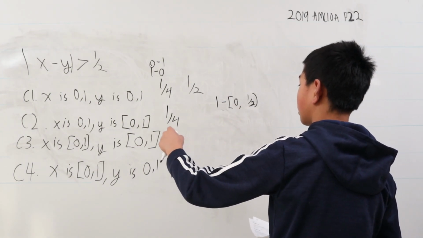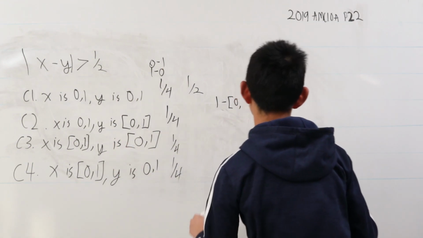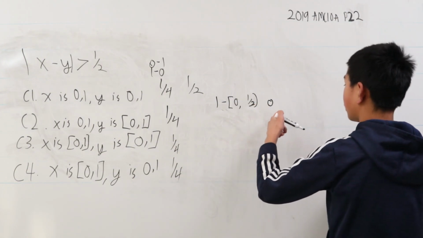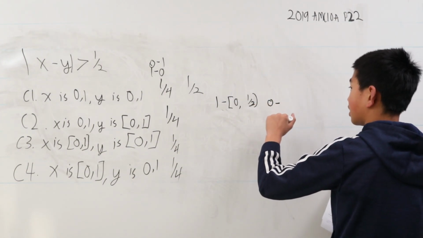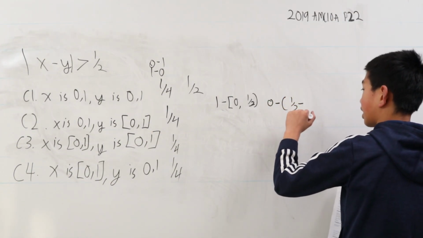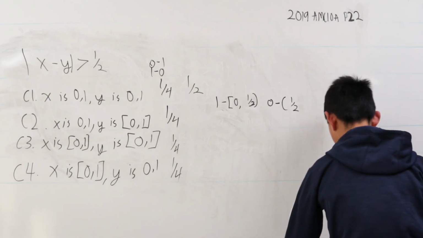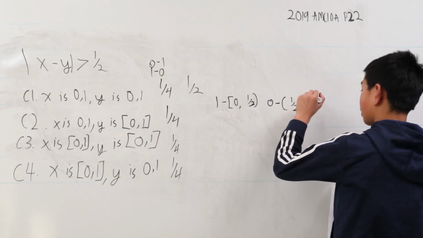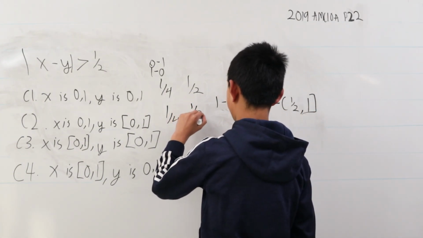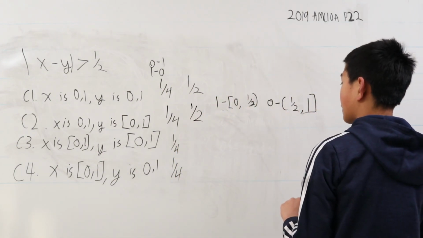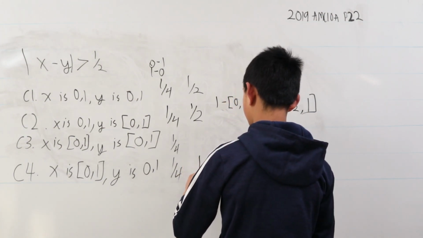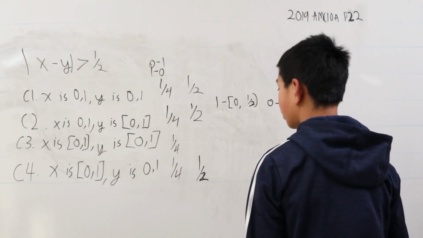How about when it's less or negative? You could do 0 minus this interval, but if you have to do that, then it's going to be in the interval not including 1/2 all the way to 1. So that's the only 2 possible ways, and there's going to be a 1/2 chance here for success. And there's also going to be a 1/2 chance for success at case 4. Now we have to consider case 3.